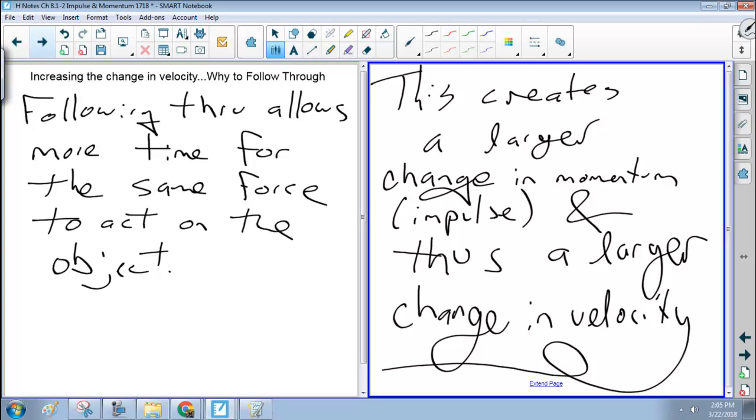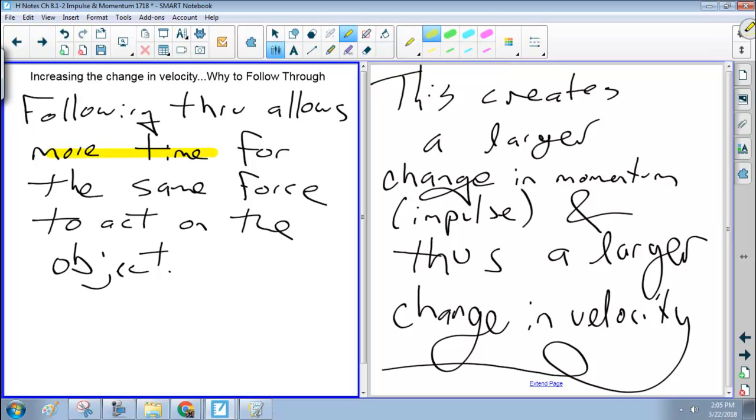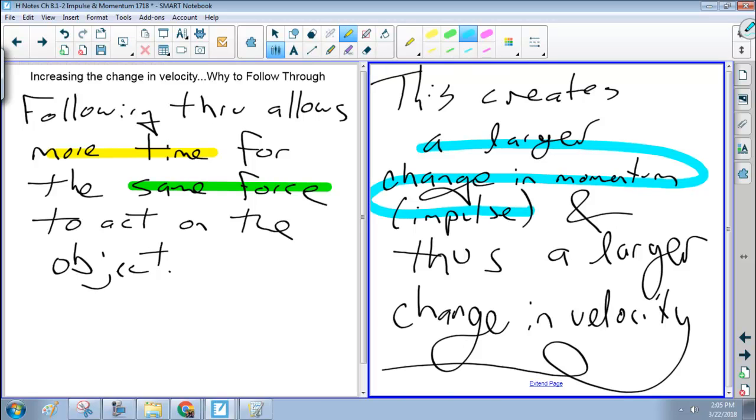4 points on a test. Are you ready for the 4 points? You can probably guess, right? More time. Same force. Larger change in momentum or impulse, and therefore larger change in velocity. 4 points.